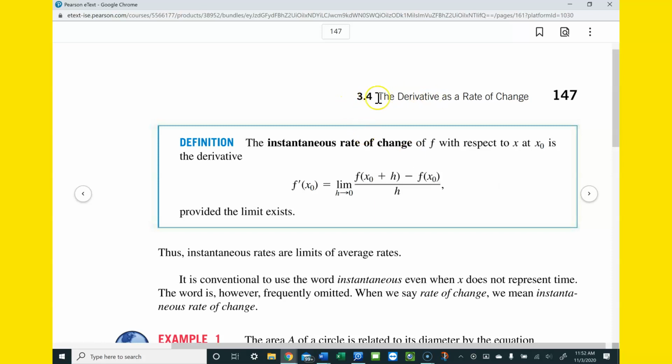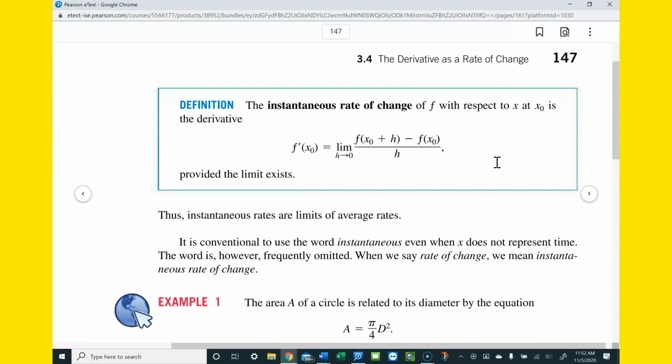We are looking at section 3.4, which is the derivative as a rate of change. This is going to be applying the fact that the derivative can give you the rate of change of a function, applying it to various circumstances. Physics would be a big application of this.